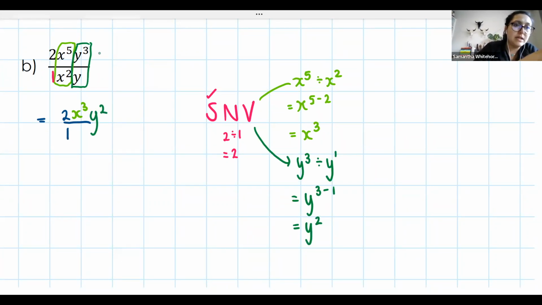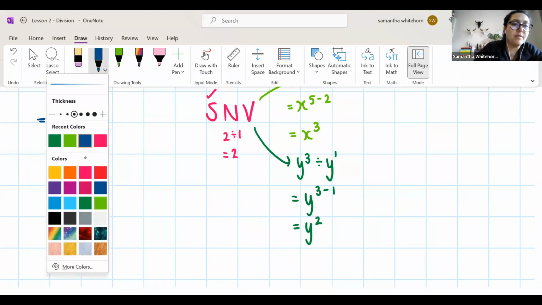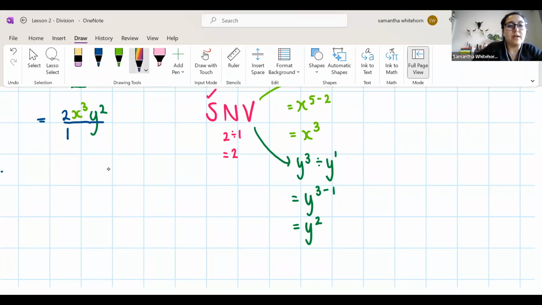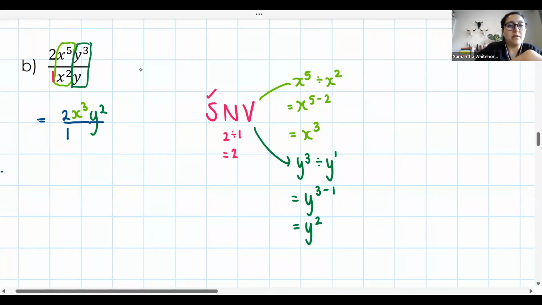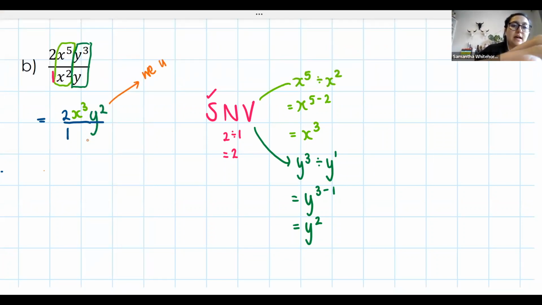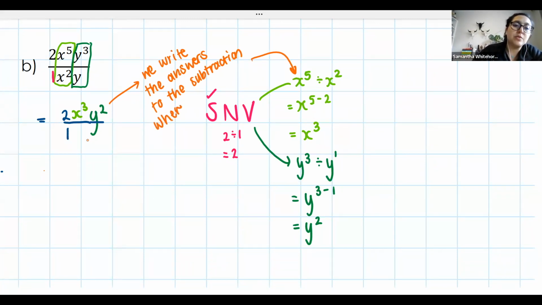Now, an important thing that we need to take note of is I am writing all of my answers for the variables in the numerator. There is a reason for that. So as a little reminder for us, we write down the answers to the subtraction. So when I say the subtraction, excuse my fingers, I'm talking about that with the variables, where the biggest exponent was.